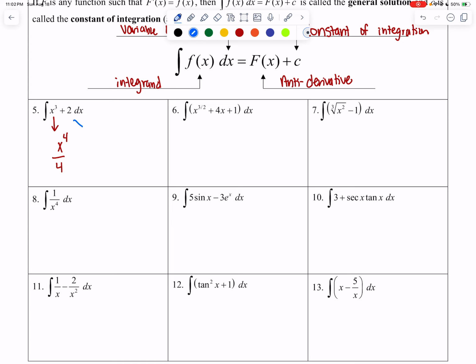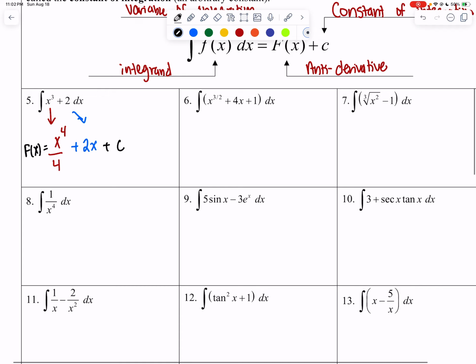Likewise with the 2, I'm going to have 2x. The derivative of 2x is 2, so that checks out. And then don't forget, because this is an indefinite integral, we are going to have a plus c as our answer. So we have big F of x is equal to this lovely thing right here. And don't forget about the plus c. If you don't include a plus c, the whole question's wrong. So make sure that on your quiz, you have plus c if you are given an indefinite integral.